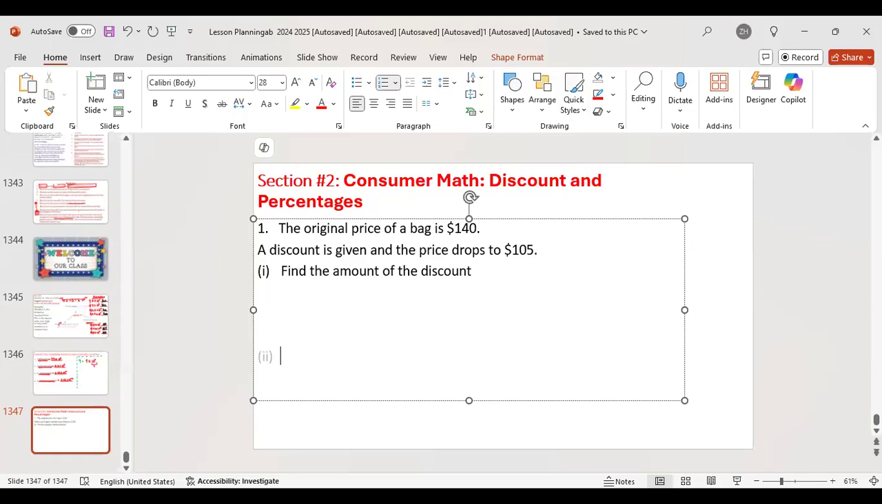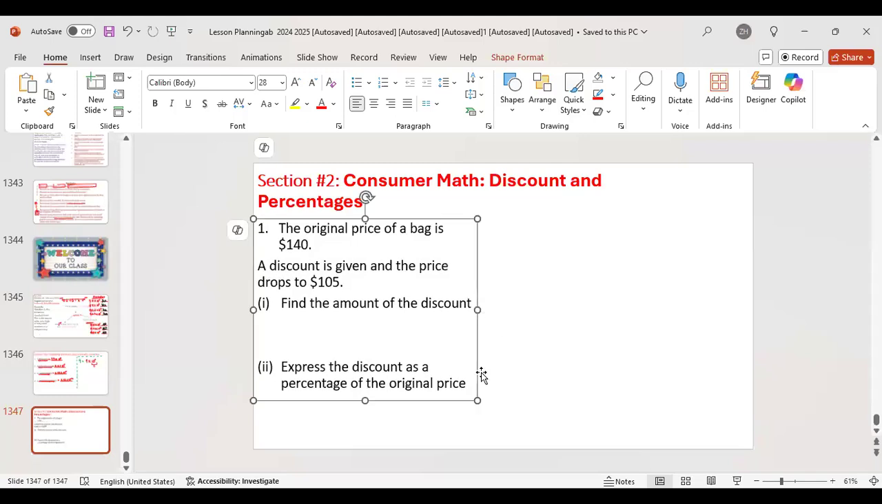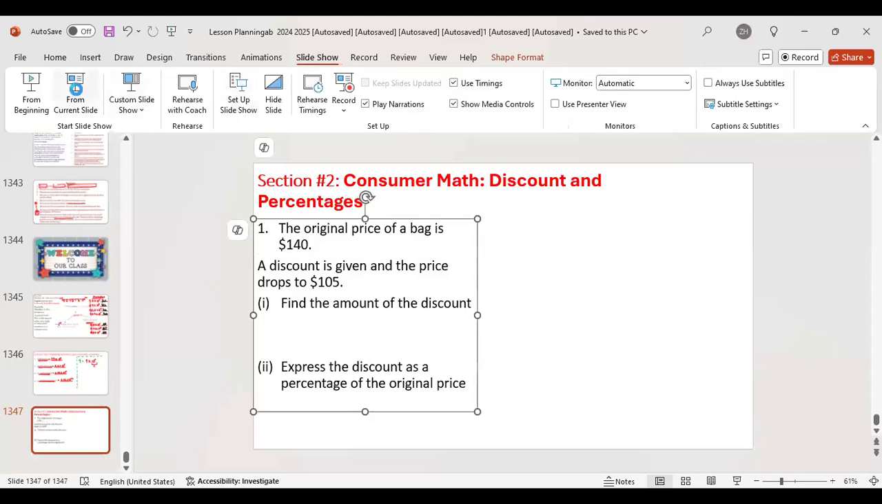And we're going to express the discount as a percentage of the original price. Good, I think we got it just like that. Okay, so let's go ahead and answer this question.